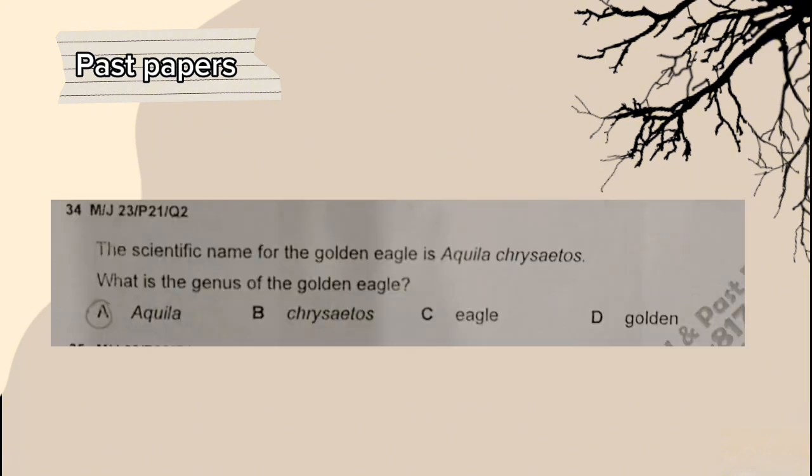Question number 7. The scientific name for the golden eagle is Aquila chrysaetos. What is the genus of the golden eagle? A. Aquila. B. Chrysaetos. C. Eagle. D. Golden. So the correct option is A.